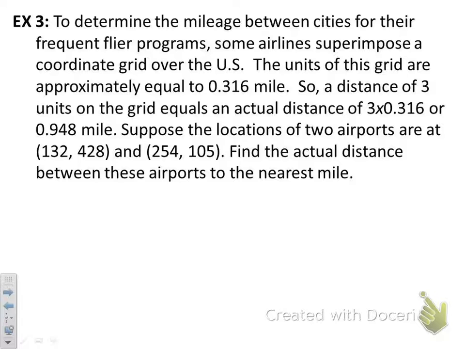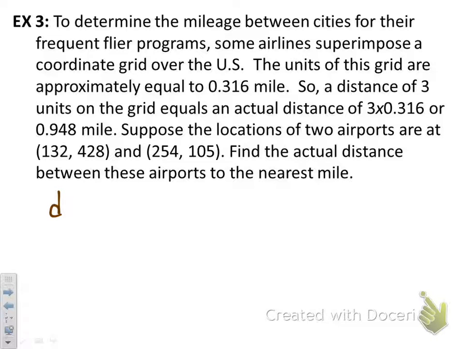Suppose the locations of 2 airports are as given. 132, 428. There's the coordinates of one airport, and the coordinates of another is 254, 105. Now, do you see where the distance formula would come in handy here? Yeah, you could still draw a triangle for this. You just have to do the subtraction, and the distance formula takes care of that for you. So let's show this real quick, and then we'll be done.